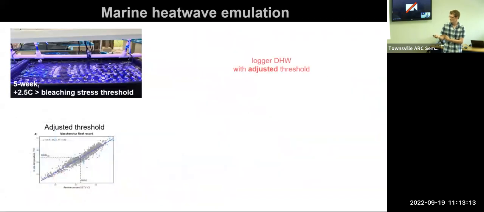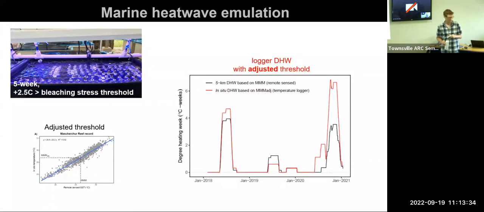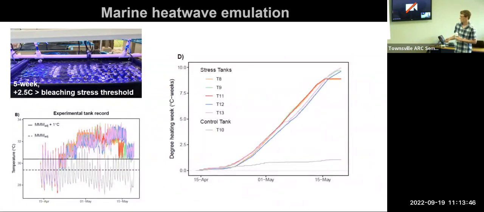But if you look at the correlation between temperatures on the reef that we measure with loggers and the satellite data, it's not a one-to-one relationship, but you can adjust that baseline for the satellite data. And then if you implement this adjusted baseline, you get a much better match, at least in the last 3 years of data since we've been measuring it from the reef. And then put this back into the stress experiment in the aquarium, and you can see there was about 10 degree heating weeks in that experiment. And this is what you'd expect, mass bleaching happening at those sort of levels.